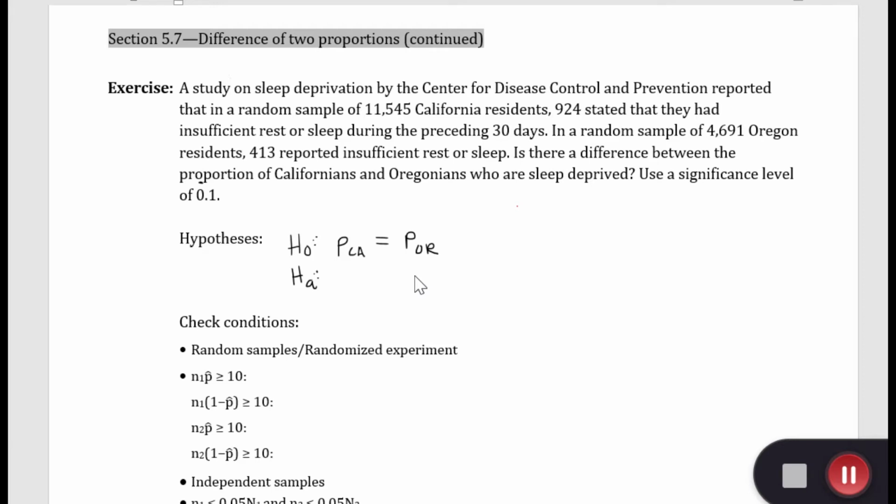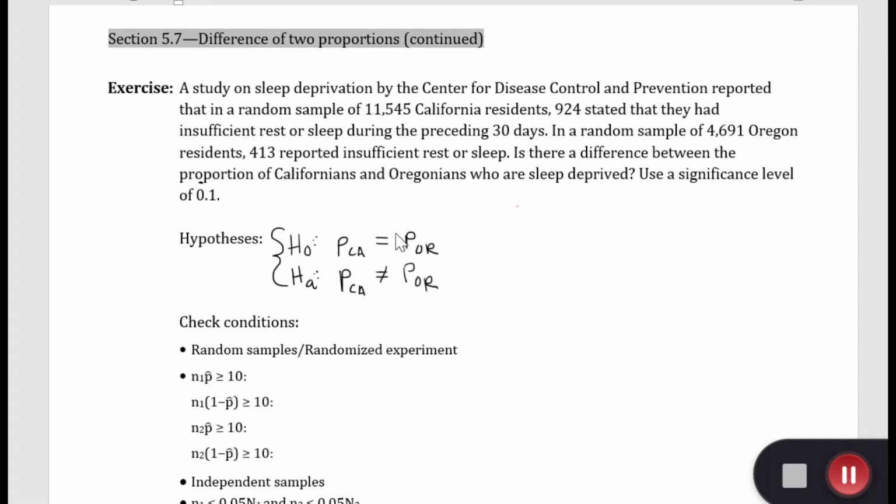The alternative is a statement about the claim that you want to find evidence to support. So the question here is, is there a difference between the proportion of Californians and Oregonians who are sleep deprived? So we don't care if one's more or less. All I care is that they're different. So the proportion of Californians is not equal to the proportion of Oregonians.